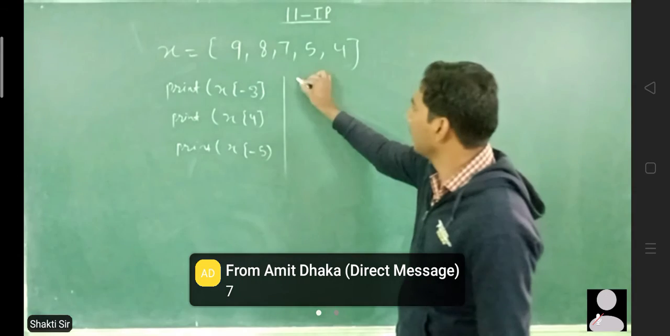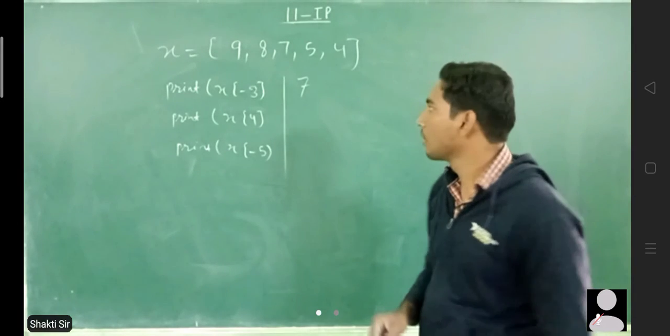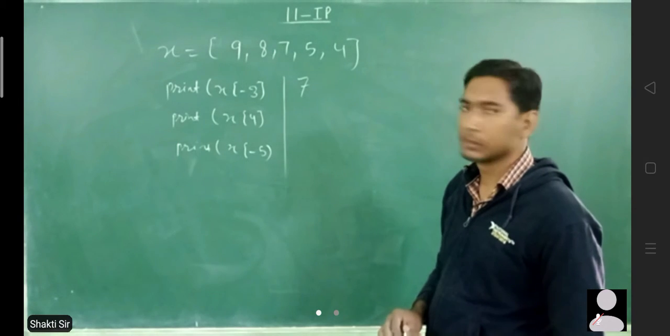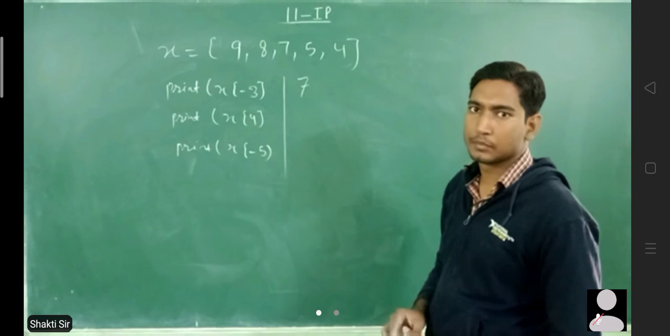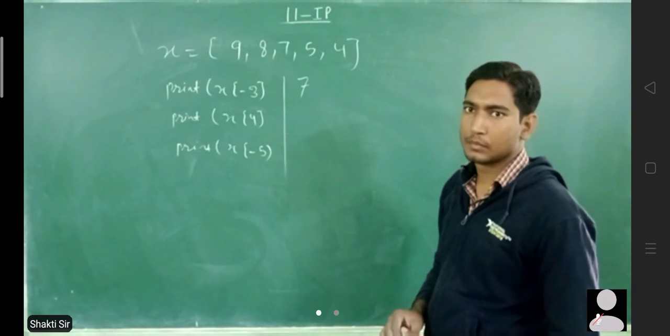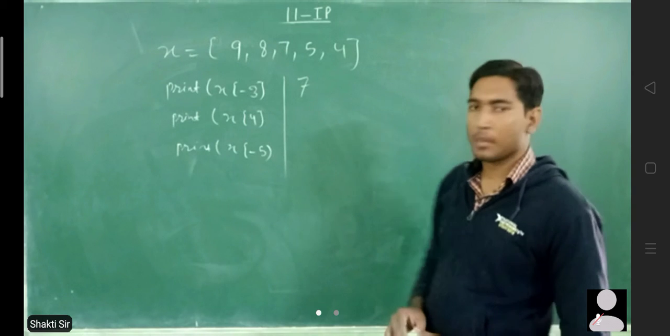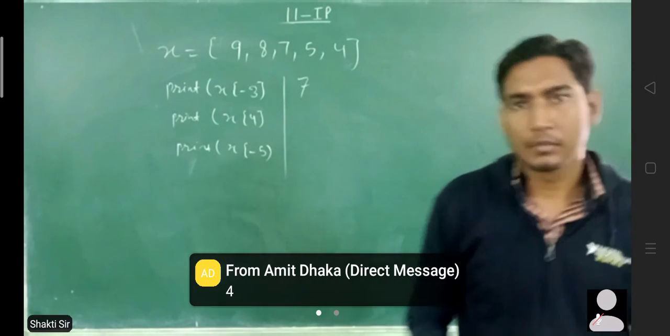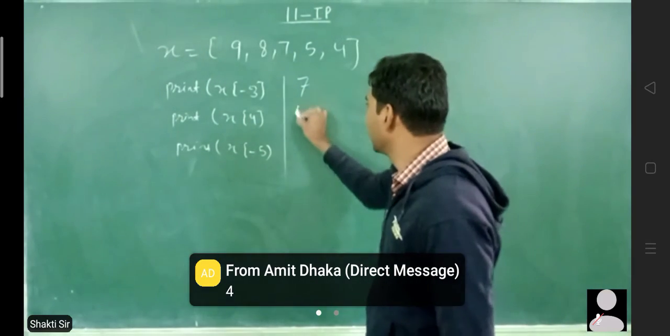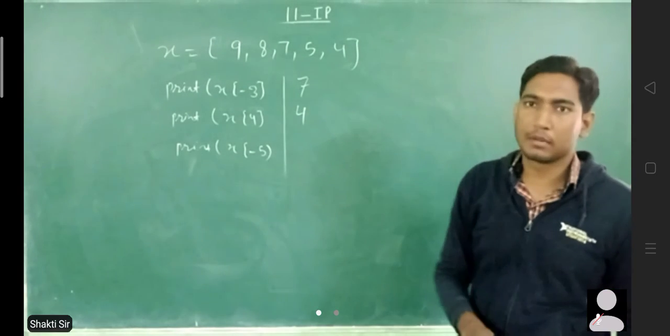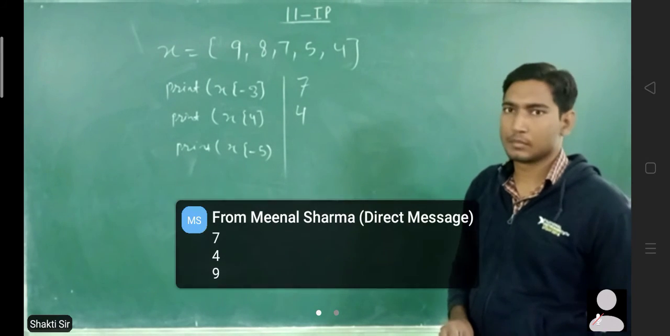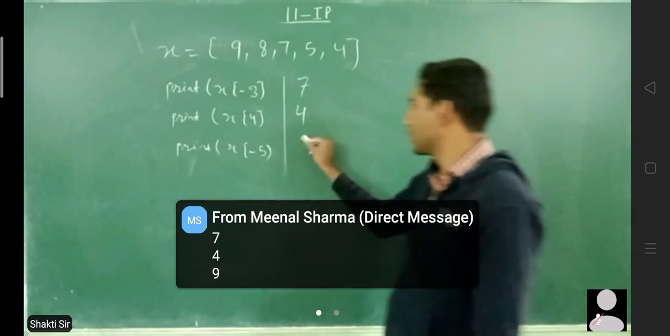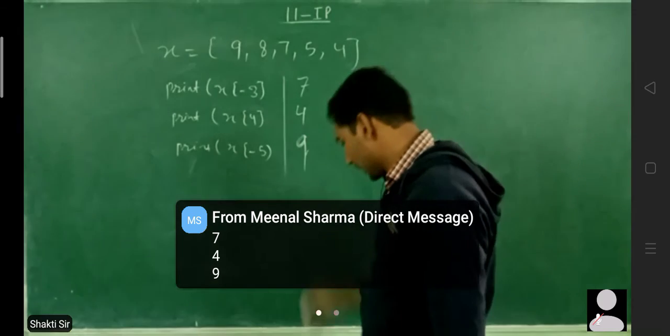7. Okay, 7 here. Four here. Very good, Amit. What about minus 5? Yeah, 9 is the correct answer. Okay, so you got the concept basically.